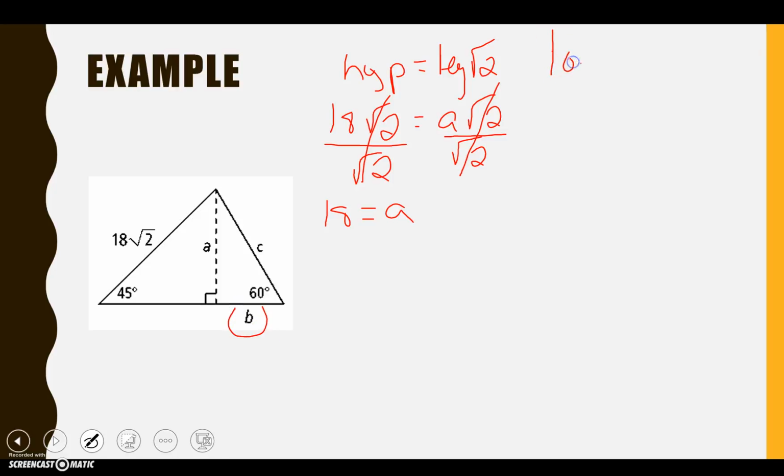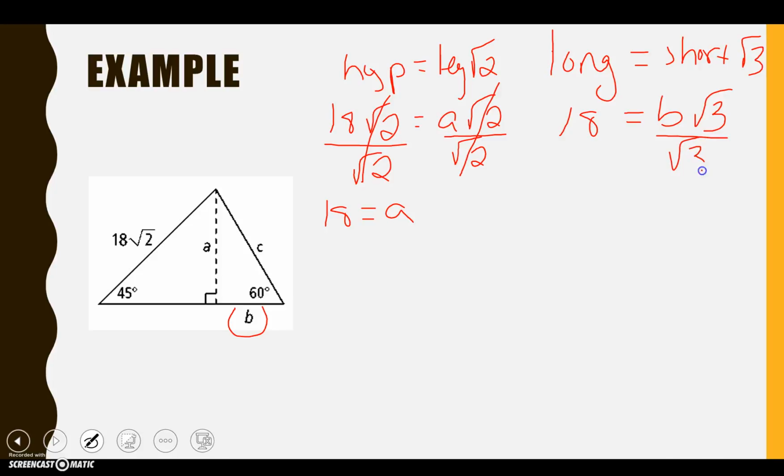Well, in a 30, 60, 90 triangle, the long leg is equal to the short times the square root of 3. So let's go ahead and substitute those values in. The long leg is 18, the short leg is the variable b, and the square root of 3. So we just discussed how we solve these. We want to divide both sides by the square root of 3. So we're trying to isolate the b all by itself.